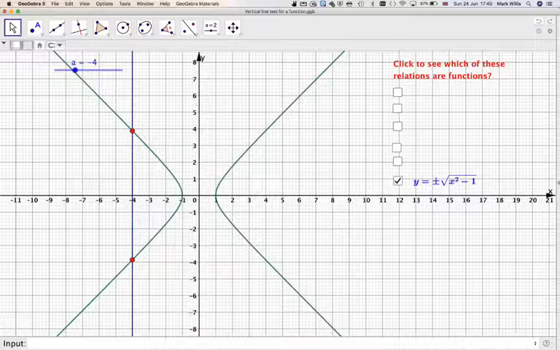Okay, so what we've done here is use what's known as the vertical line test to determine whether a graph of a relationship is a function or not.